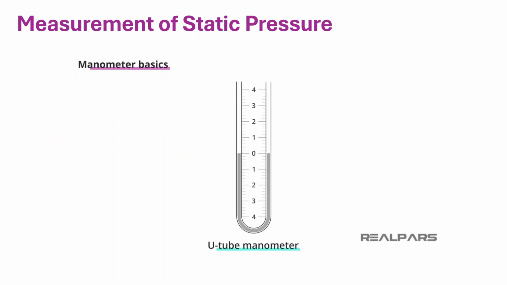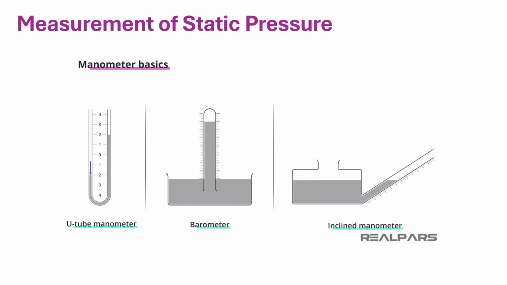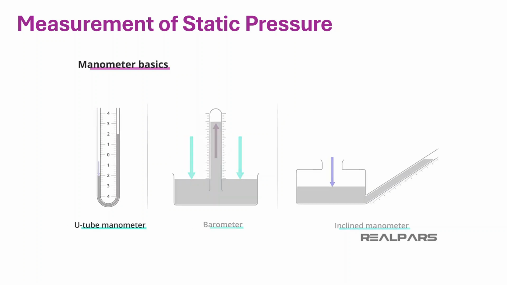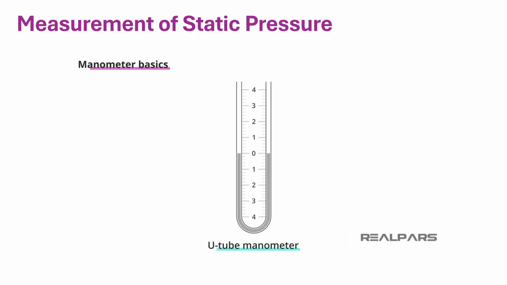All right, let's get started. All manometers operate on the principle that changes in pressure will cause a liquid to rise or fall in a tube. There are several different types of manometers, and we will discuss many in this video. As mentioned earlier, all manometers operate on the principle that changes in pressure will cause a liquid to rise or fall in a tube. Let's look at a U-tube manometer, as it is probably the most common manometer in use today. We'll discuss how it is used to measure pressure.